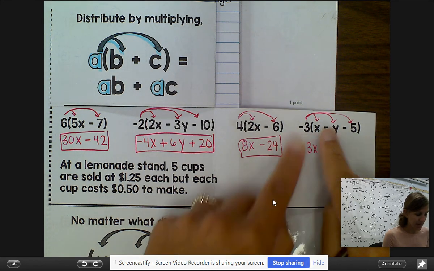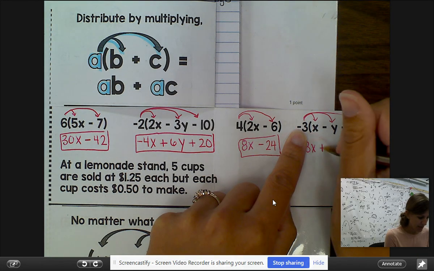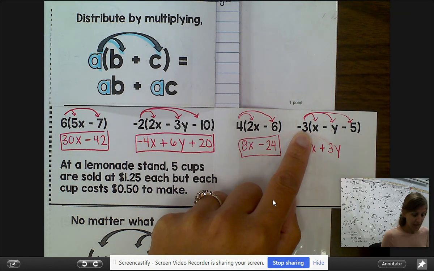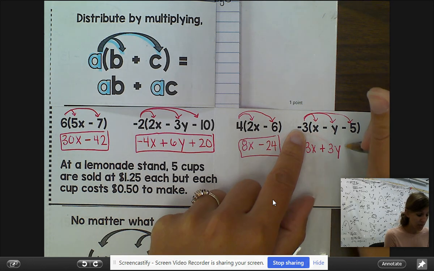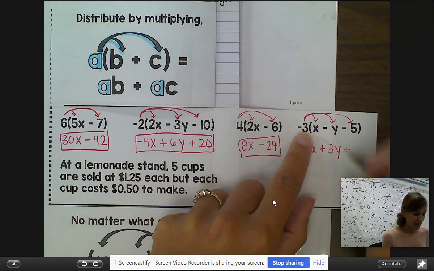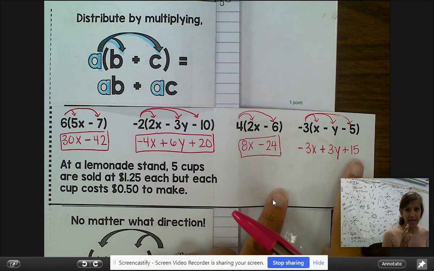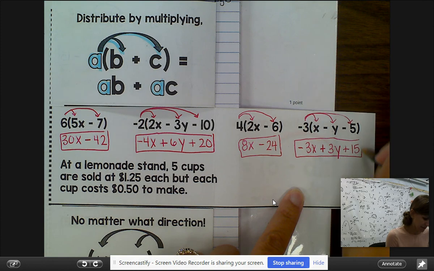Negative times negative on the next one, so negative times negative is positive. 3 times 1 is 3, and then there's a y chilling at the end. And then lastly, the -3 times the -5. So I have a negative times a negative, which is a positive. 3 times 5, which is 15, and then no letters at the end. And again, when I check, they're all different because I have an x, a y, and no letter, so we can't combine any of them.